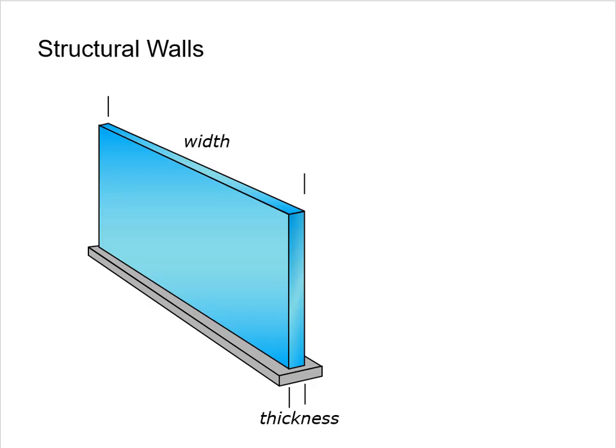The third type of lateral load resisting element is structural walls. An older term you might hear is shear walls. Structural walls are members with a really large aspect ratio. That means the width is much bigger than the thickness. They might be made of concrete, masonry, wood, or even steel. For our purposes, structural walls in a plan view will be shown as solid rectangles.